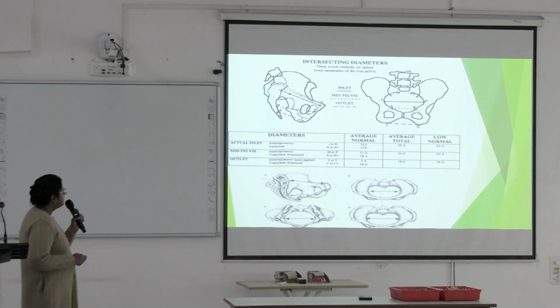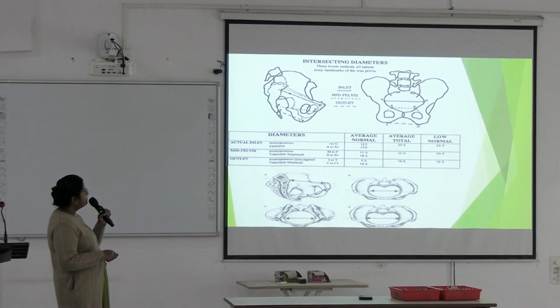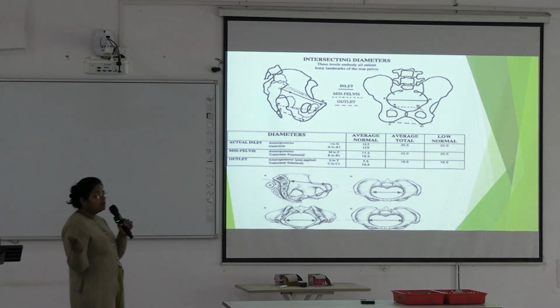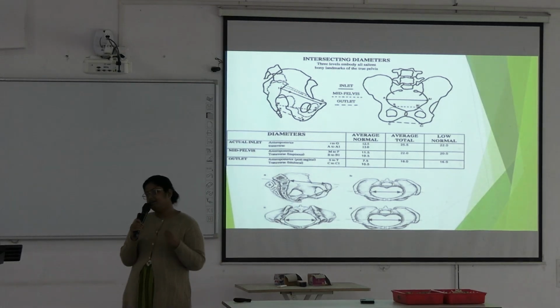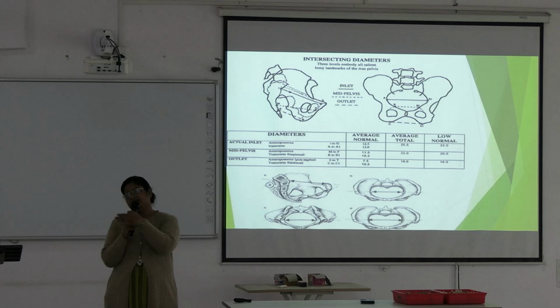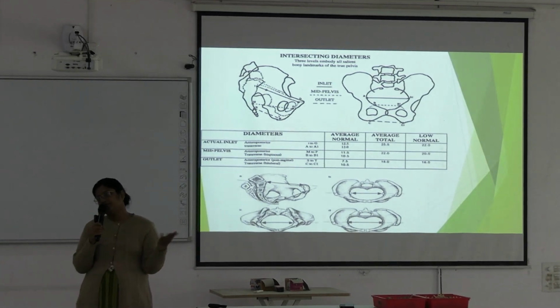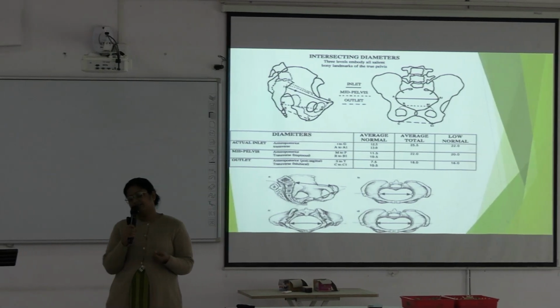Okay. Inlet, cavity and outlet. This is average normal for all of these. This is average total and this is low normal. So you read the diameters for inlet, cavity and outlet: anteroposterior diameter, transverse diameter and oblique diameter. All three are important at all three levels, inlet, outlet and cavity. Okay.